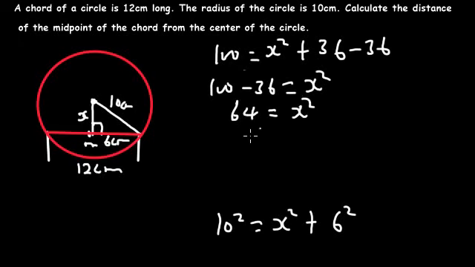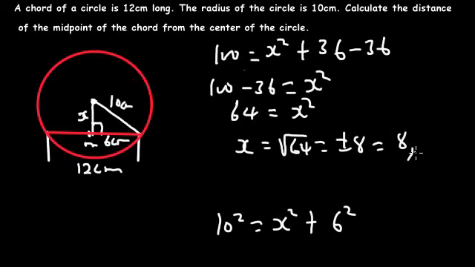Now we take the root of both sides, and eventually we have x equals the square root of 64, which equals plus or minus 8. So we are just going to go for 8. Perfect. Therefore, the distance of the midpoint of the chord from the center of the circle is simply 8. And that is how to deal with problems involving the theorem we discussed earlier in the previous video. Now, for easy understanding, let's consider more examples. Example number 2.